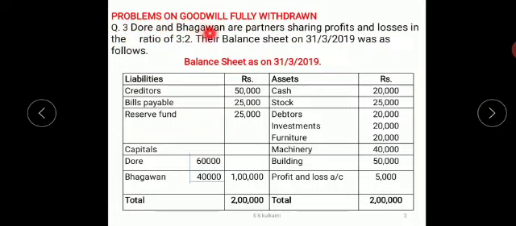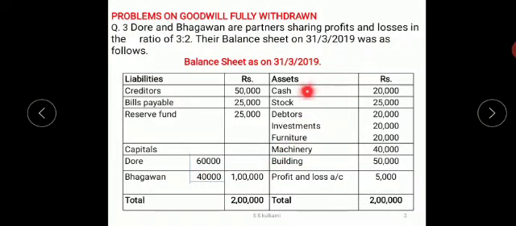Dore and Bhagwan are partners sharing profits and losses in the ratio of 3:2. The balance sheet on 31/3/2019 was as follows. Liabilities: creditors 50,000, bills payable 25,000, reserve fund 25,000, capitals Dore 60,000, Bhagwan 40,000. We have 1 lakh as the total capital of the firm.